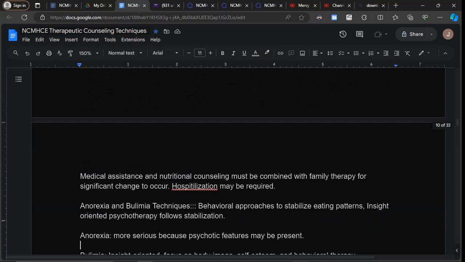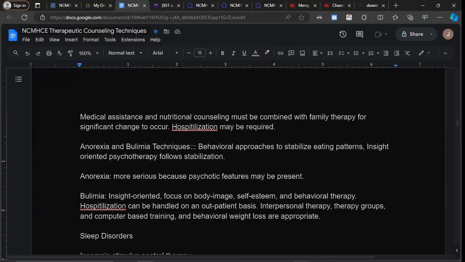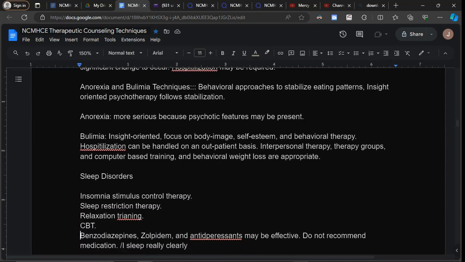Anorexia and bulimia: medical assistance and nutritional counseling may be combined with family therapy for significant change to occur. Hospitalization may be required. Techniques: behavioral approaches to stabilize eating patterns. Insight-oriented psychotherapy follows stabilization. Anorexia is more serious because psychotic features may be present.